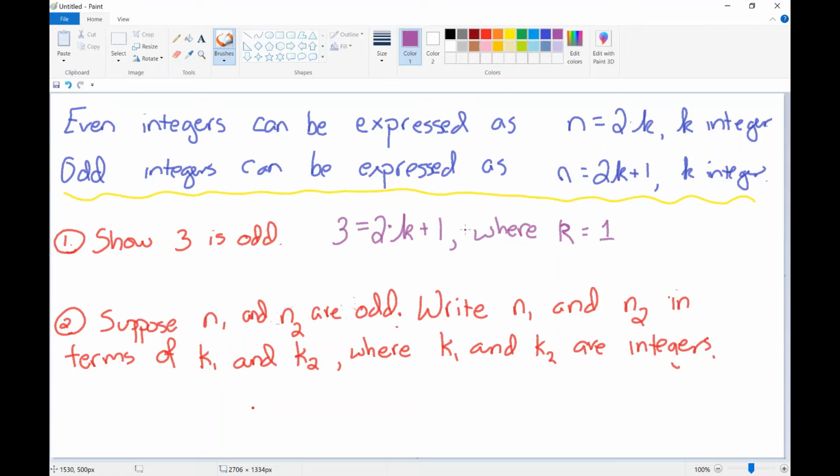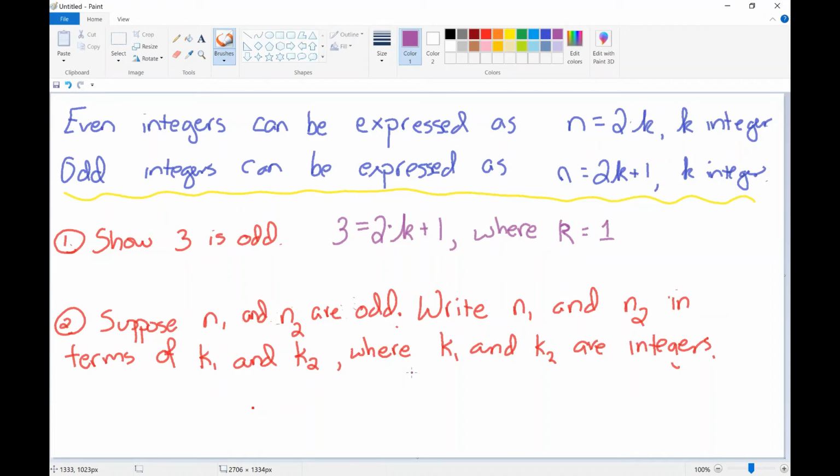All right, so something that you're likely to see on homework goes like this. Suppose that n1 and n2 are odd integers. We've got two different odd integers. Call them n1 and n2. Call them Mary and Fred, I don't care what you call them. Our book uses these subscripts all over the place, so we'll go with that. n1 and n2, those are odd integers. And we want to write n1 and n2 in terms of k1 and k2, where k1 and k2 are integers.